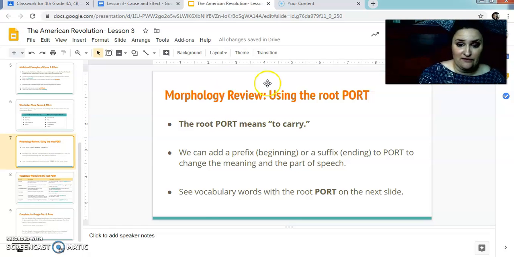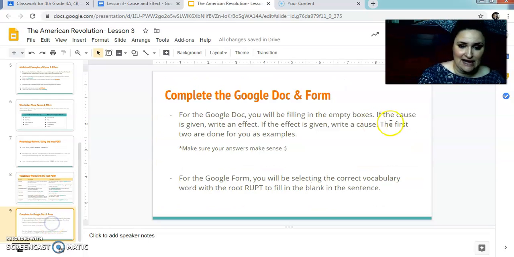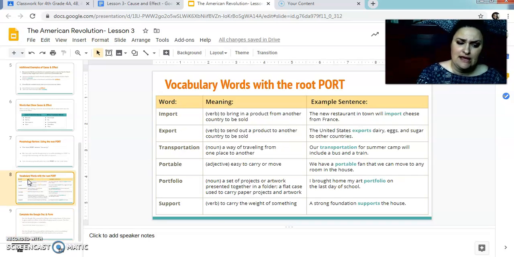You're also going to review using the word port. Remember, if a word has the root port in it, it means to carry. These are the words we talked about yesterday that are our focus words for morphology with the root port. You're going to be using these on your Google form. For the Google form, you'll choose the correct vocabulary word with the root port to fill in the blank sentence. So make sure that you are reviewing this page beforehand. Remember that I can tell if you do your best work based on how many you get right, especially when the answers are right here in the lesson. Make sure you're doing your best work to be entered into the pizza raffle.